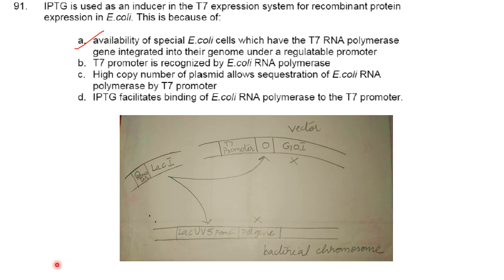So the answer here is option A, that is availability of special E. coli cells which have the T7 RNA polymerase gene integrated into their genome under a regulatable promoter. So IPTG is used as an inducer in the T7 expression system for recombinant protein expression in E. coli because of the availability of special E. coli cells which have the T7 RNA polymerase gene integrated into their genome under a regulatable promoter.